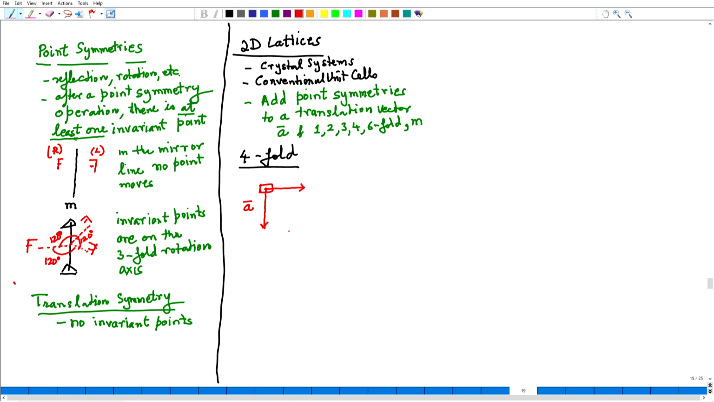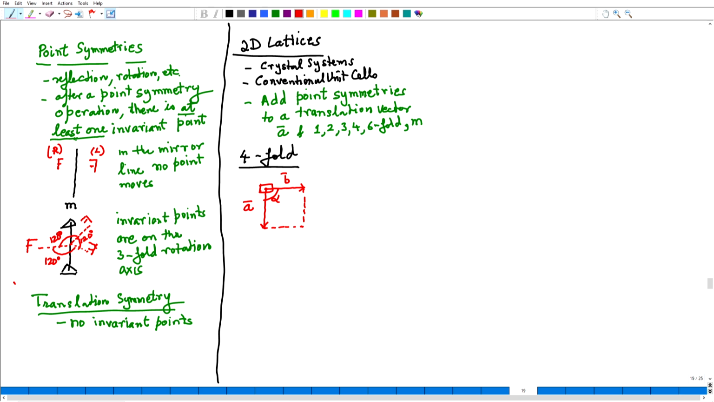So, I will get another vector as a result of this operation, and let me call this vector B, and clearly this angle alpha is 90 degrees. So, now based on this I can even get a unit cell, and I can put the lattice points at the corners and get a primitive unit cell.